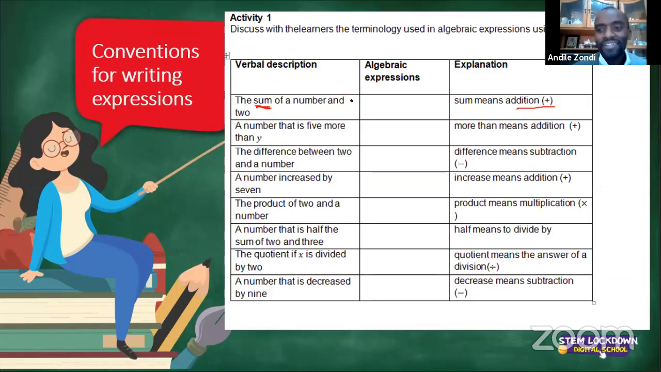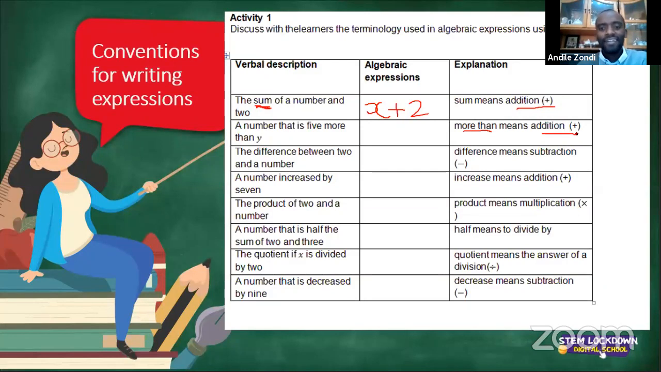I need you guys to write your answers on your chat, and only raise your hands if you have questions, but well done. That is excellent. So the sum of a number plus 2 will be x plus 2. Okay, next one. A number that is 5 more than y. Here, a variable is given already to you. The variable is y. And here's a hint: when I say more than, they actually mean you're adding.